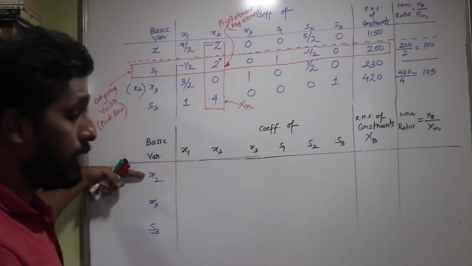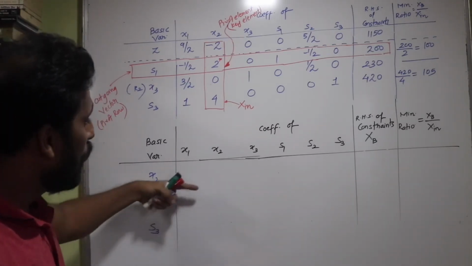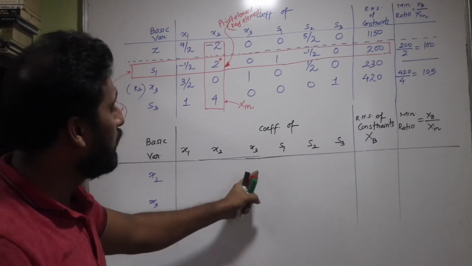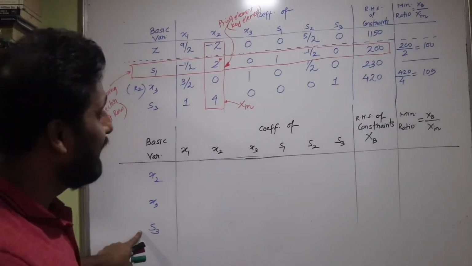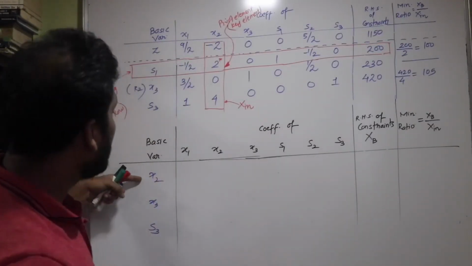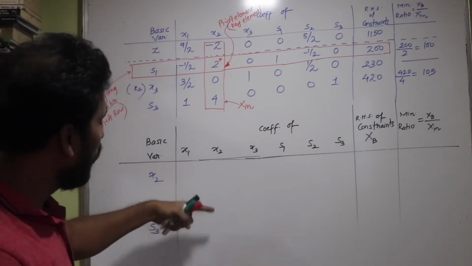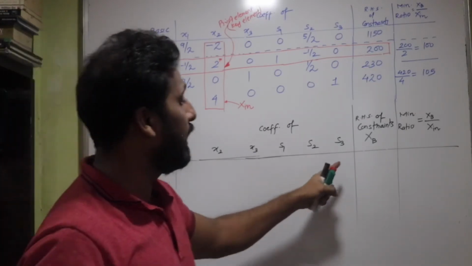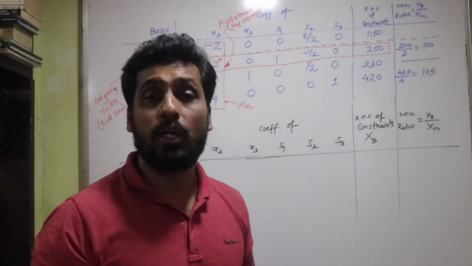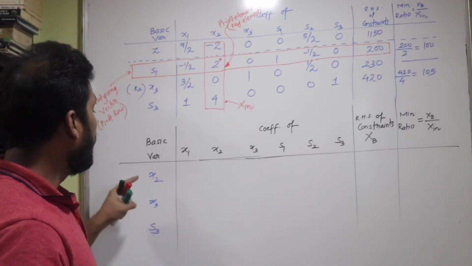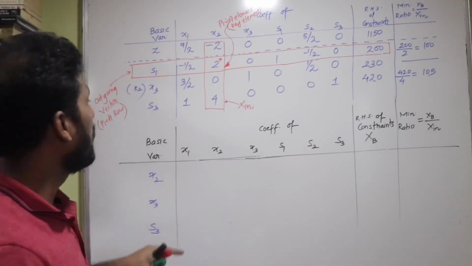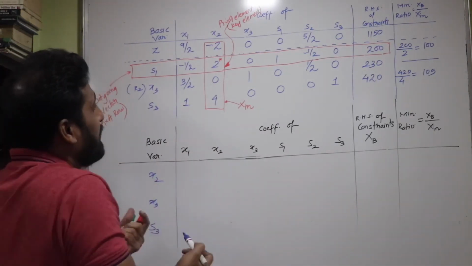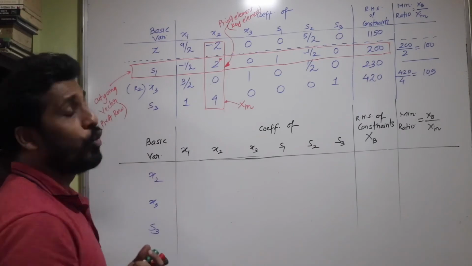Now the first variable is X2, so X2 should look 1 0 0. X3 is the second variable, so 0 1 0, and S3 is the third variable, so 0 0 1. It has to look like a basic matrix. So now let's begin. I'm going to write X2 first. S1 has left, isn't it? S1 has left, and its place is to be taken by whom? X2 is going to take its place.